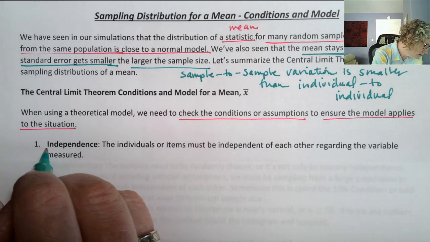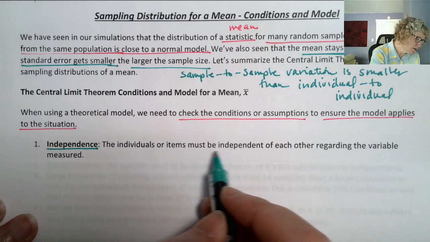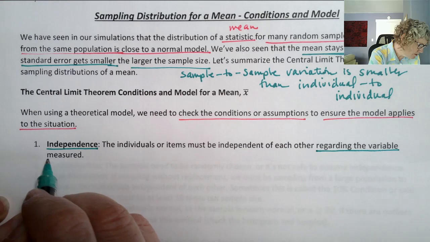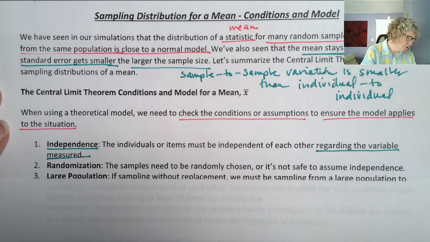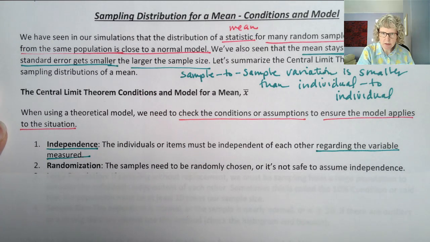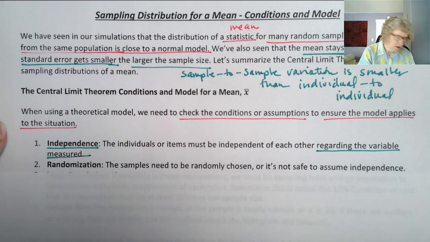Independence. The individuals or items must be independent of each other regarding the variable measured, so we'll always state that variable measured. Randomization, the samples need to be randomly chosen, or it's not safe to assume independence.